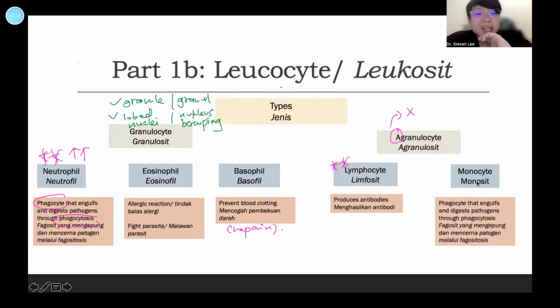Tetapi what important about monocyte is that monocyte ni apabila dia keluar daripada salur darah, they will become the Hulk. It's called macrophage. So dia punya size akan jadi besar apabila dia keluar daripada salur darah untuk menentang pathogen. So that is something that's a bit special about monocyte, but it's not really important in your syllabus per se.